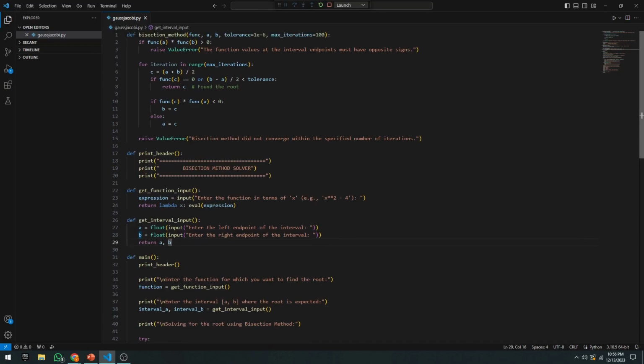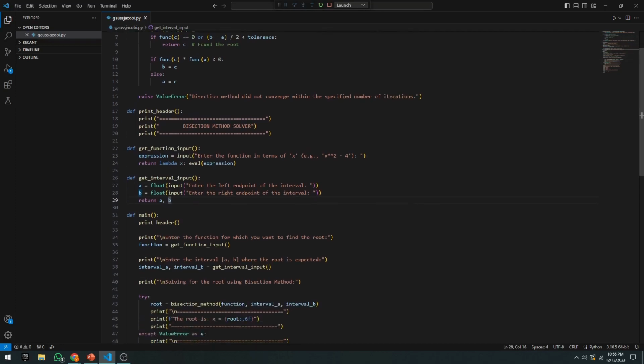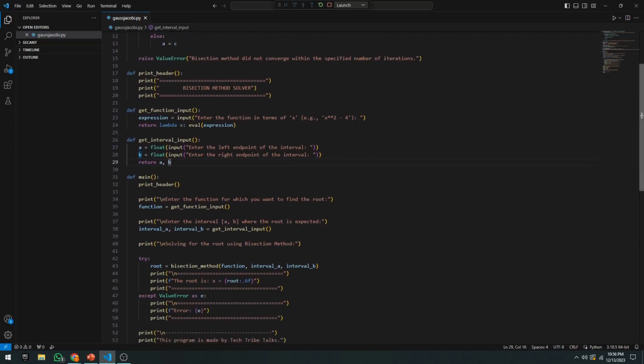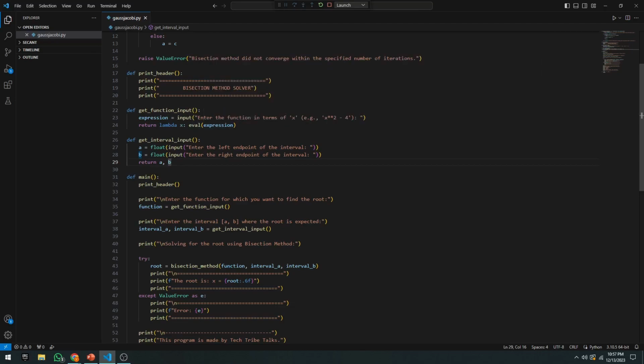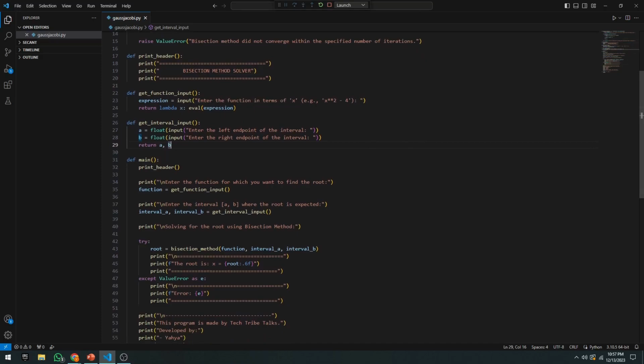Then we have defined a print header for our program, and then we define another method for function input, which will ask the user for the input of the function. And then we use a variable called expression, and in that expression we write input, and the input will print out whatever we want to ask the user, and then we'll make it return by a lambda function, and then we'll write eval and expression, so that the input the user writes is evaluated.